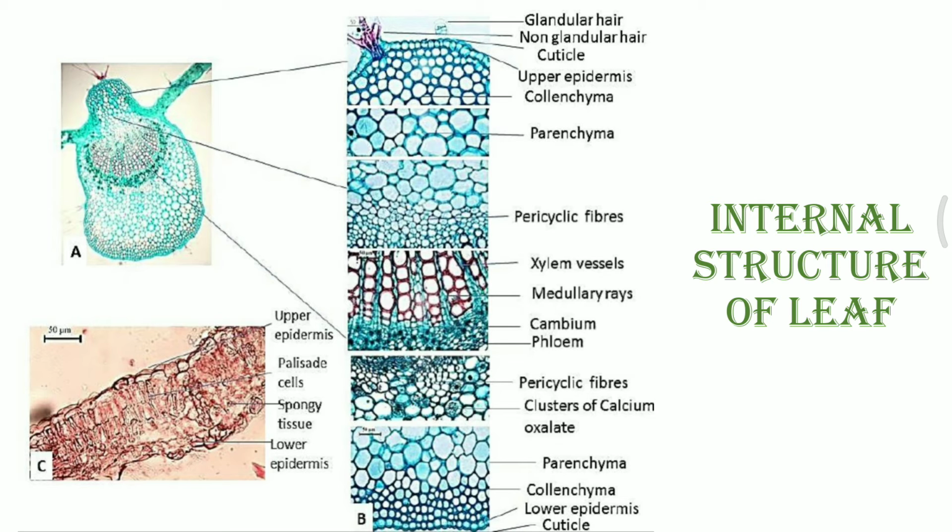Cambium is a tissue which has meristematic cells within it, and that's why it gives rise to the xylem as well as phloem. This is how the arrangement of the leaf is, and we will be studying in detail about monocotyledonous.